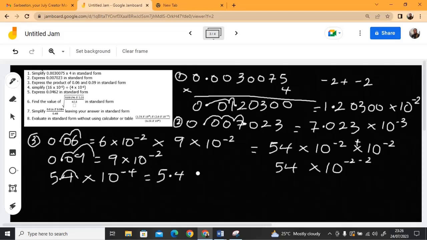So you now have 5.4 times 10 raised to the power 1, because you converted this to standard form. Then times 10 raised to the power minus 4. So the final answer is 5.4 times 10 raised to the power 1 plus minus 4, which is 1 minus 4. So 1 minus 4 will give us minus 3. This is your final answer if you have to solve without using a calculator.